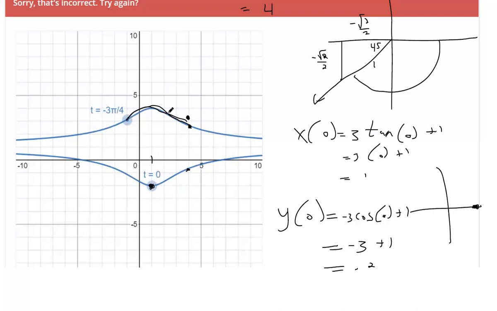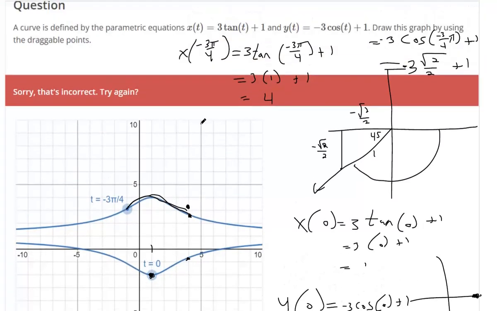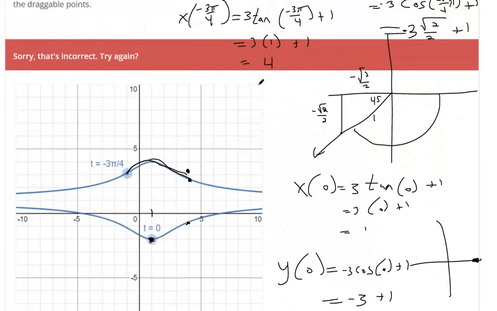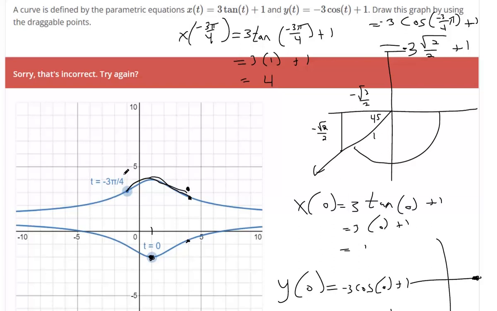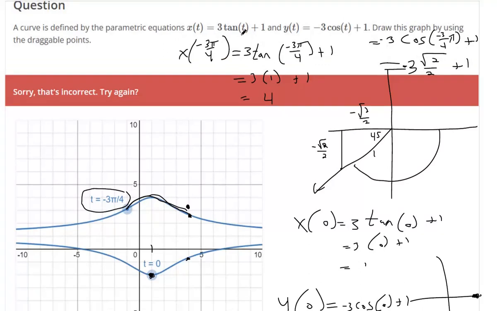Okay, so this one just needs to be dragged over to x equals 4, it looks like. Unless I dropped something on that one. No, that looks good. Okay, so that's it. With these questions, you're plugging in the parameter that Newton is forcing you to use. They say t equals negative 3 pi over 4. We'll plug that in for x, and the x coordinate we got was supposed to be 4. So this is over here at x equals 4. And then plug in negative 3 pi over 4 for the parameter in the y equation, and see what the y coordinate is supposed to be.